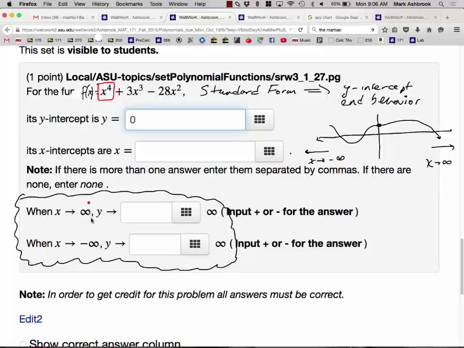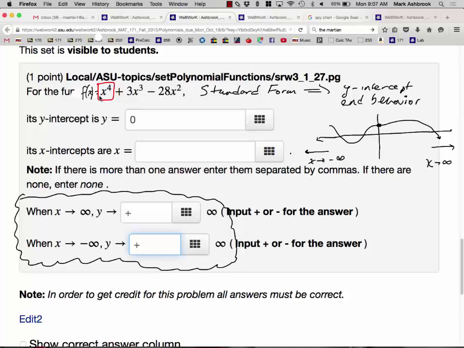So when x is a really big positive number, for x to the fourth, the only question we're asking is: is it a really big positive or a really big negative? Positive. And when x gets really, really big negative, x to the fourth is also positive, because you have 4 negatives multiplied together. An even number of negatives multiplied together will give you a positive.